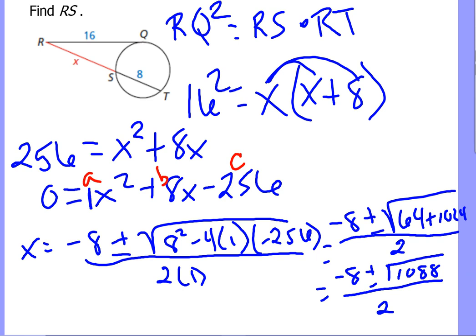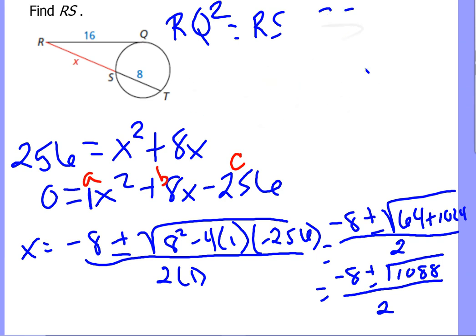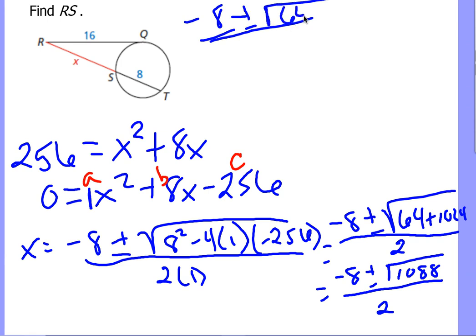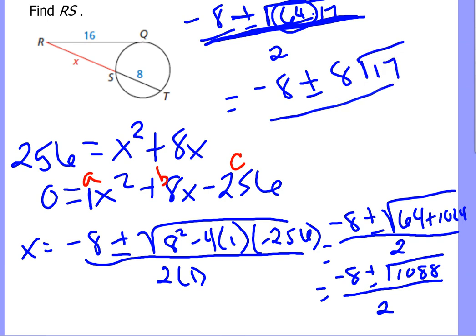1088, let's see, is it divisible by possibly 64? Yep, 64 times 17 is 1088. So I'm going to erase up here and get a little bit more room. So 1088 is 64 times 17, and all still divided by 2. 64 is our perfect square, so I will take the perfect square, and we get negative 8 plus or minus a positive 8 square root 17, all over 2.